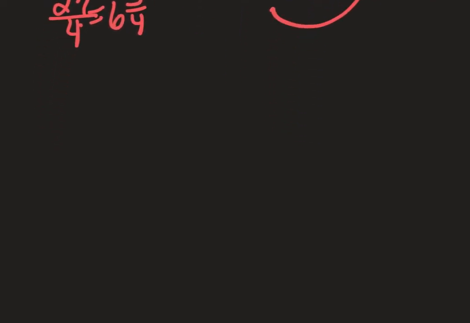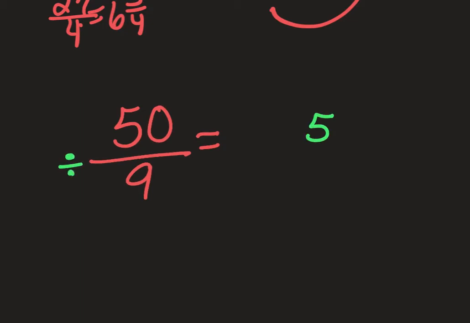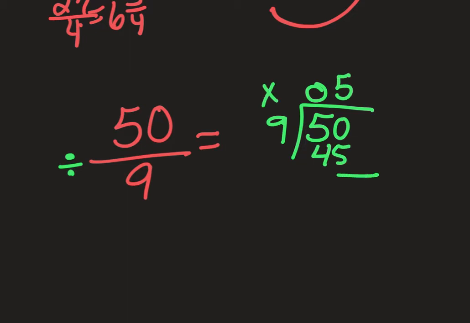If I have 50 over 9 equals, it is an improper fraction because 50 is larger than 9, so my numerator is bigger than my denominator. I've got to divide. 50 divided by 9. 9 will not go into 5, but 9 will go into 50. 9 will go into 50 5 times. 5 times 9 is 45. I subtract and get a remainder of 5.